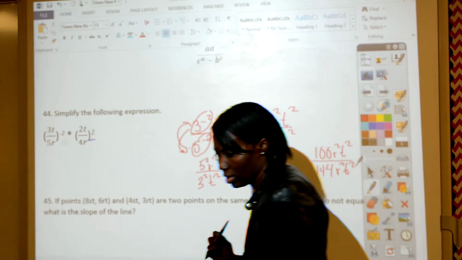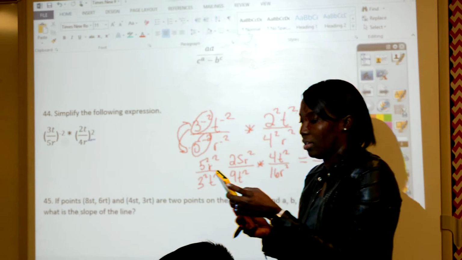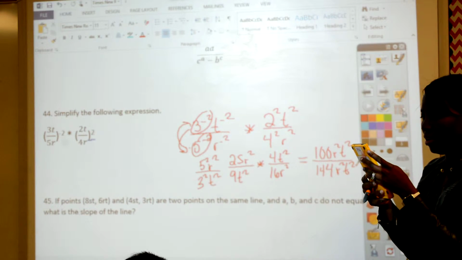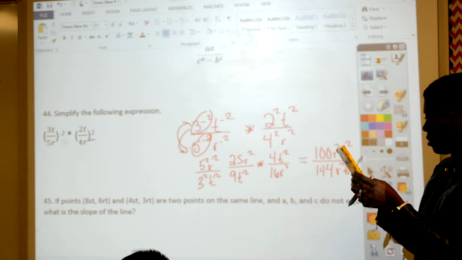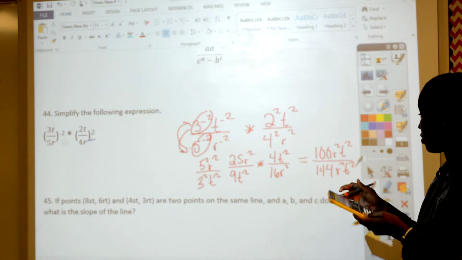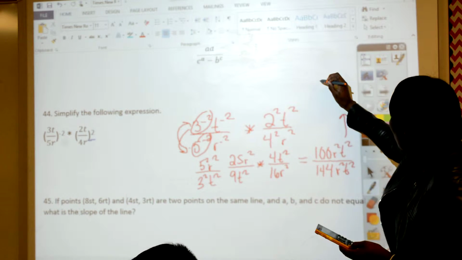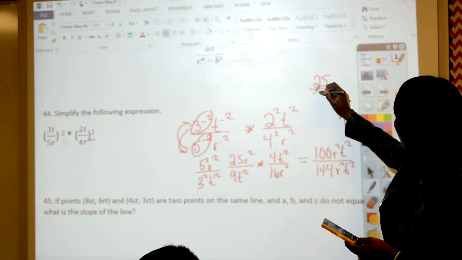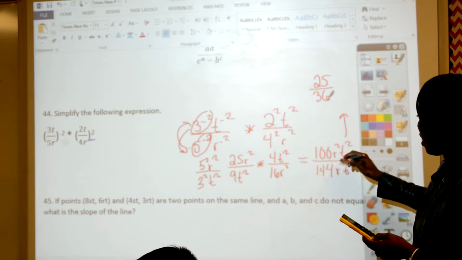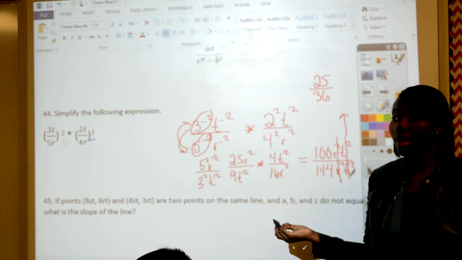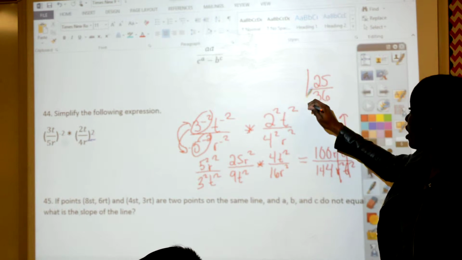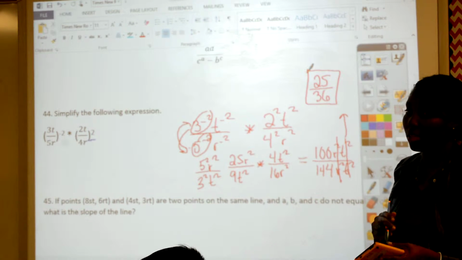And then, give me a calculator. So we reduce 144, 100 divided by 144. And I write the answer up here. We get 25 over 36. Our r squared and our t squareds basically cancel out because when you subtract, anything to the 0 is 1, so your answer should have been 25 over 36.